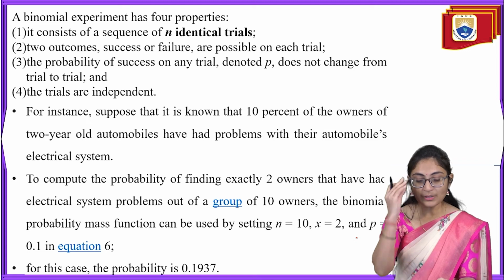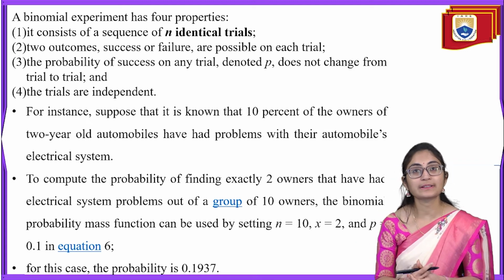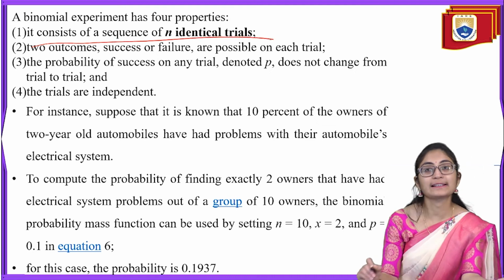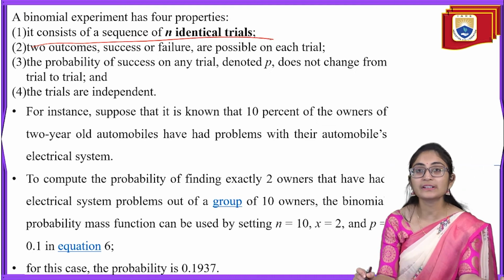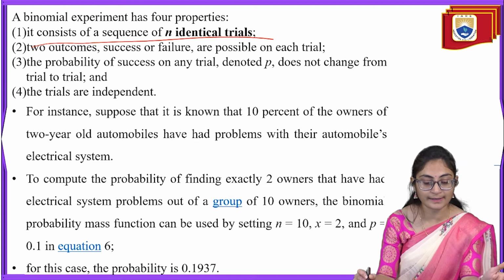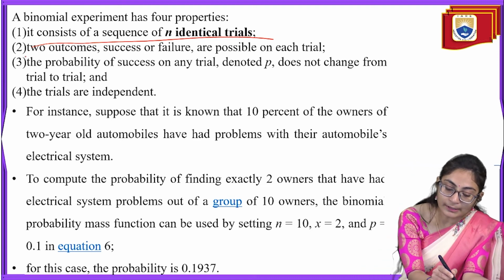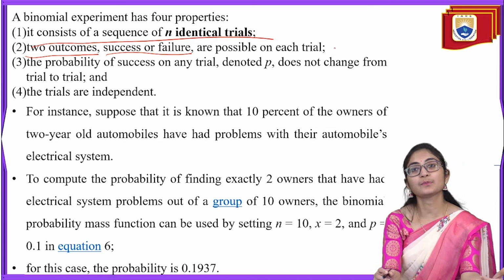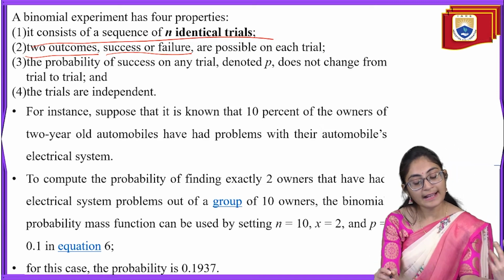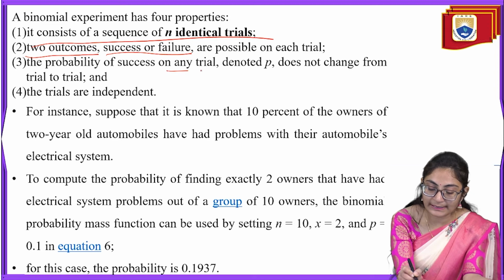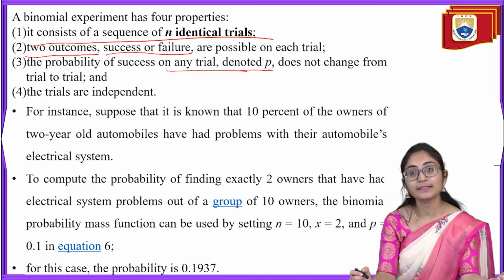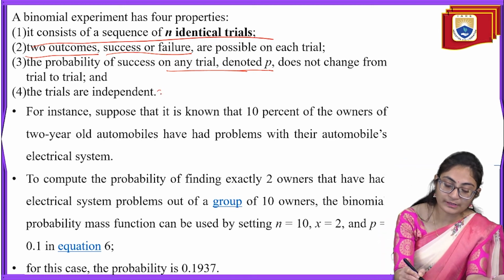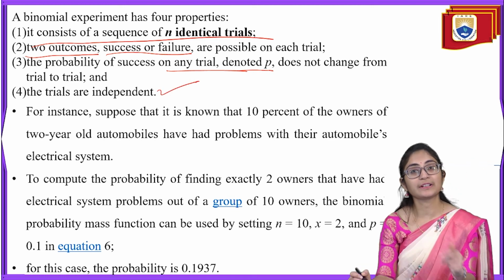Now, a binomial experiment has four properties. First, it consists of a sequence of n identical trials. That means it will contain some n identical trials. Then it will contain two outcomes, success or failure, possible on each trial. The probability of success on any trial, denoted p, does not change from trial to trial. And the fourth one is that the trials are independent.